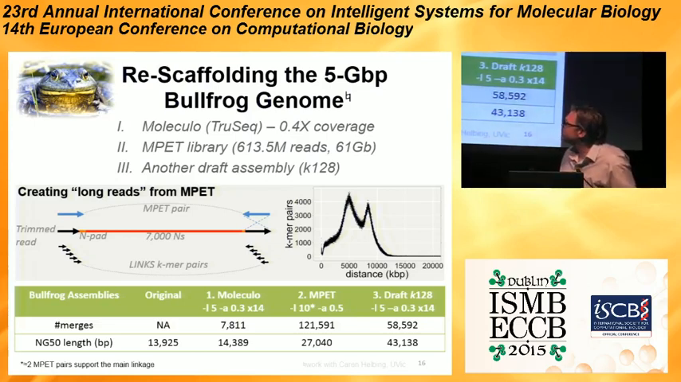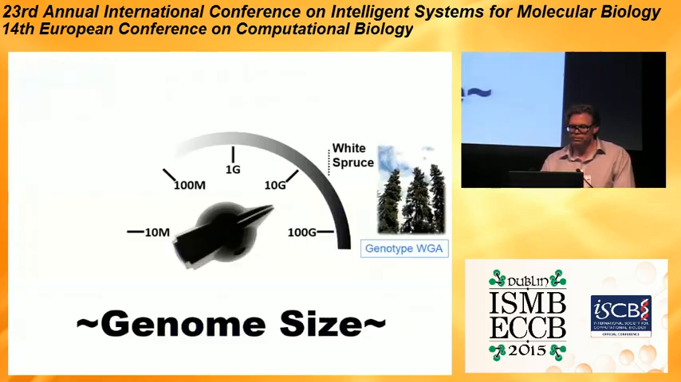Our assembly was fairly fragmented to begin with, but with several rounds, so one round using MPET. The trick for MPET is we generated pseudo reads from the MPET pair by filling in the ends and extracting chimeric pairs at a specific distance between these two reads. And with further rescaffolding using another assembly done at K128, we were able to triple the NG50 for both of them.